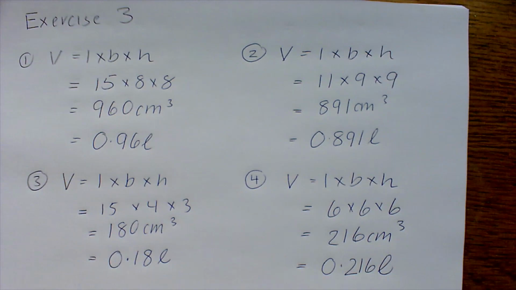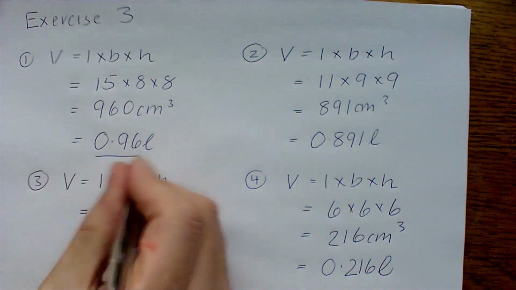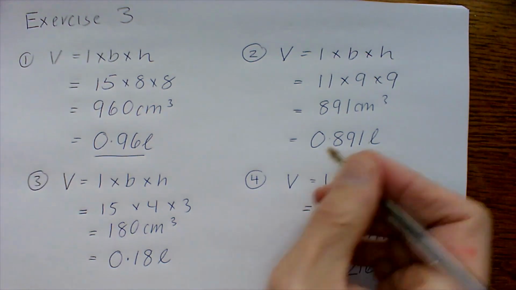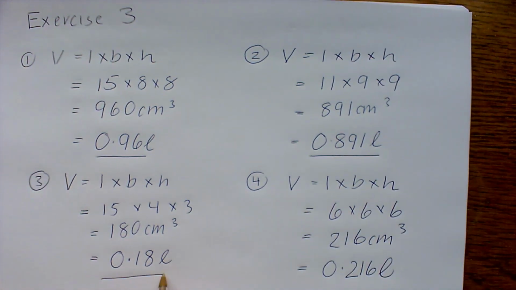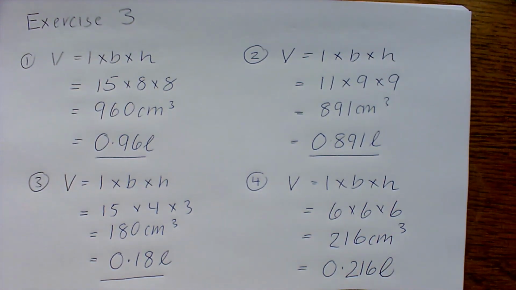Okay folks, here are the answers for the exercise you've just completed. 0.96 litres for the first one, 0.89 for the second one, 0.18 and 0.216. Remember, the important point is that there are 1,000 cubic centimetres or millilitres in each litre.